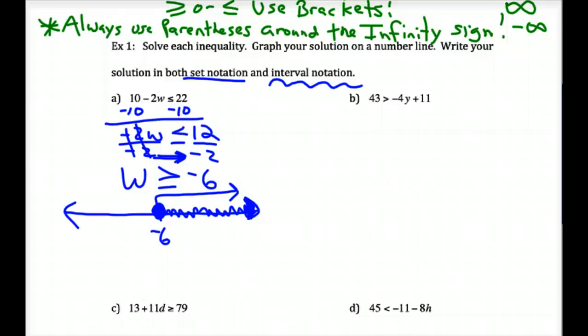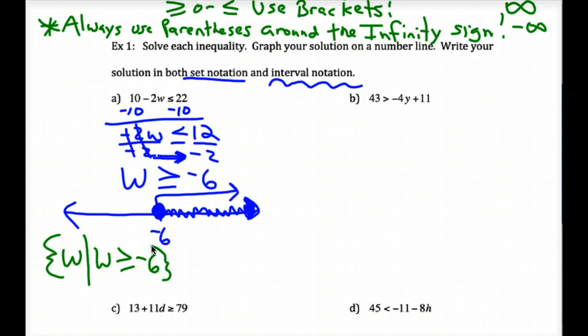All right. Let's write our answer in set notation now. That's where we use those cool little braces. So you write, all w such that, slash sign. Such that w equals, not equals, it's greater than or equal to.